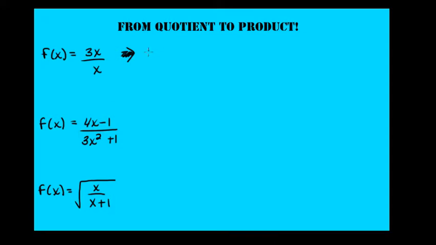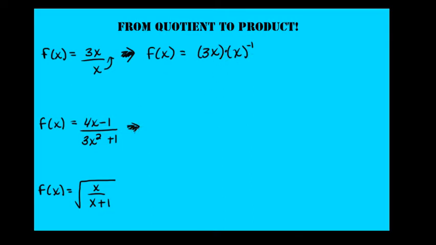So it's as simple as saying f of x, we're going to keep our numerator the same, so 3x, and we're just going to bring it on up, our denominator. So then this is going to be x to the negative 1. Now I have a product rule because we are multiplying our two x's.